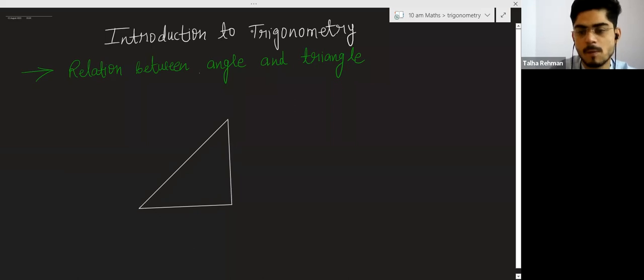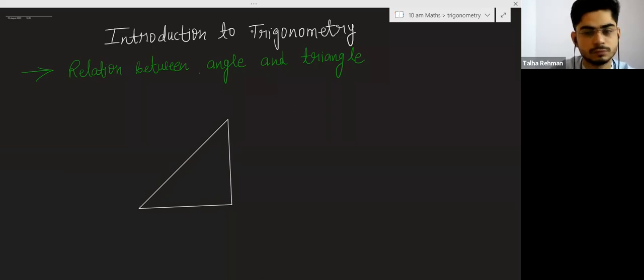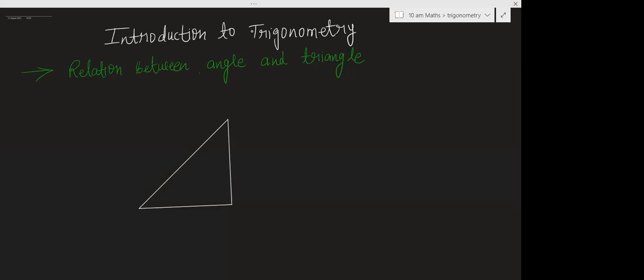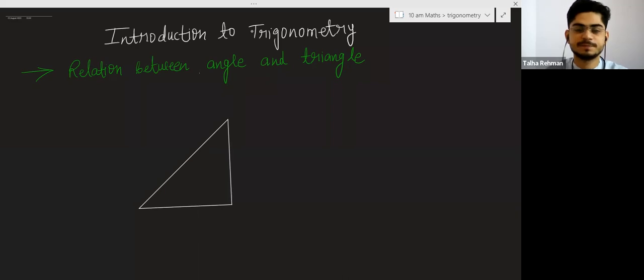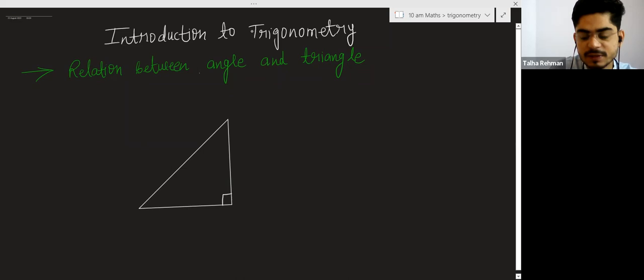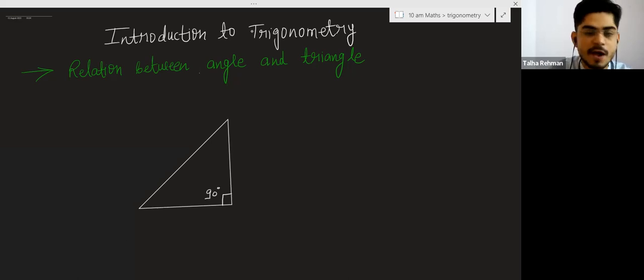What is this, Myra? Triangle. A triangle has three sides. Suppose this is a triangle, and this is a right angled triangle. Right angle means one angle of this triangle is 90 degree. Suppose this side, this edge of the triangle, is A, this is B, and this is C.